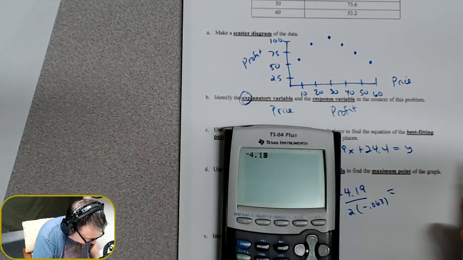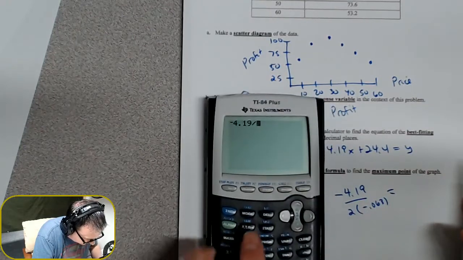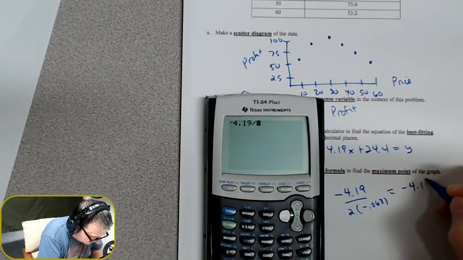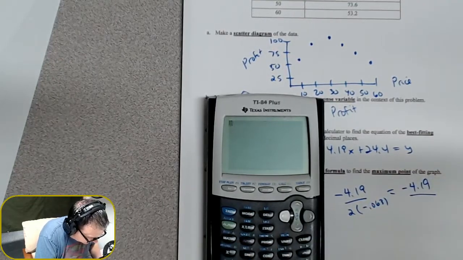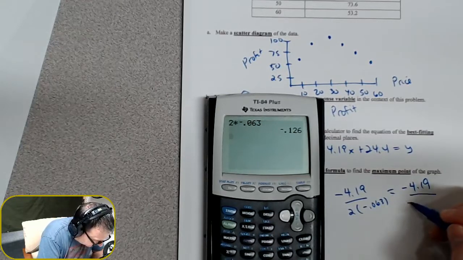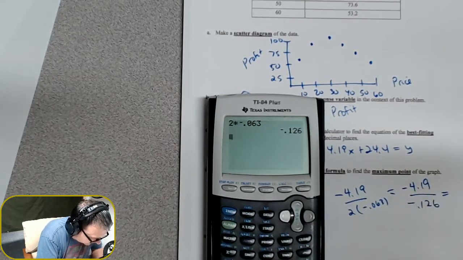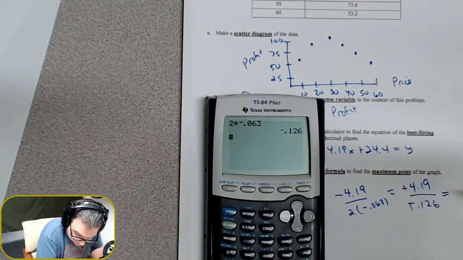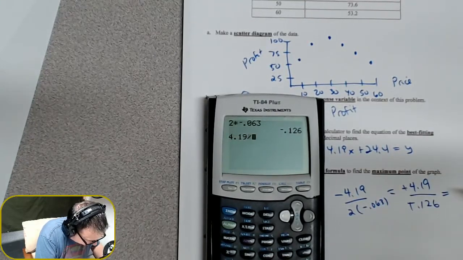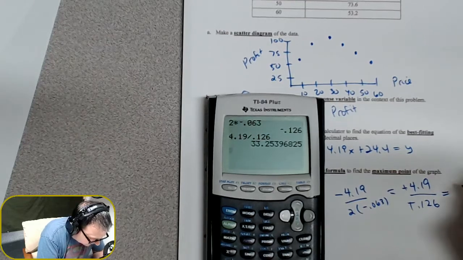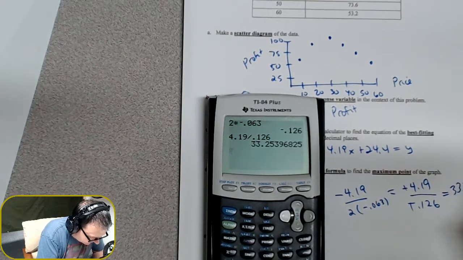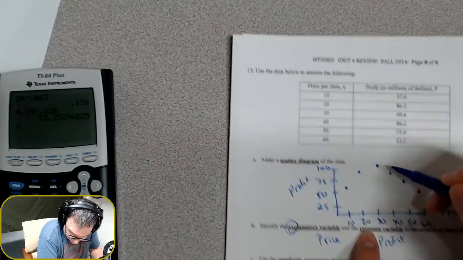Negative 4.19 divided by, now watch these parentheses, be careful, because if you make a mistake here... In fact, I'm going to take 2 steps here. I'm going to first multiply 2 times negative 0.063. So I'm going to do that step first and get negative 0.126, because I can't do that in my head. And negative over negative is positive. That's easy. And then I got 4.19 divided by 0.126. And I'm at 33.25. See that? And does that make sense? Around 33. That looks kind of like where the highest point is.